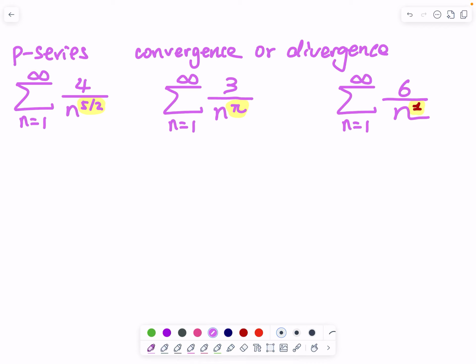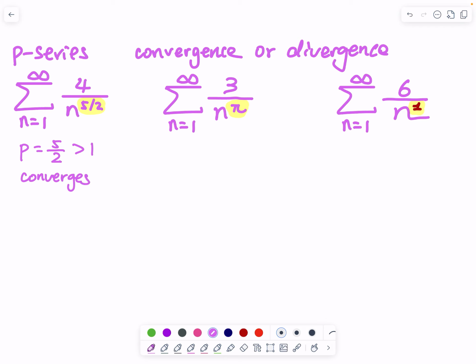I have three p-series. Do they converge or diverge? Let's find out. The first one is 4 divided by n raised to 5 over 2. So what we are looking at is the power. For a p-series, this power is 5 over 2. When the power is greater than 1, the series converges.